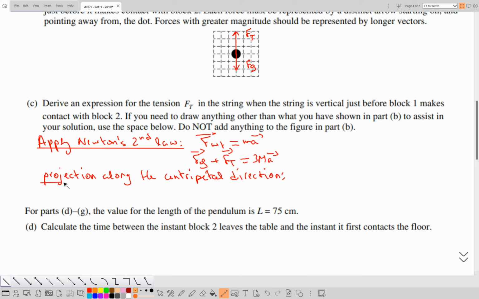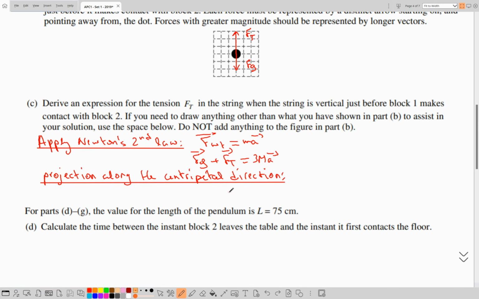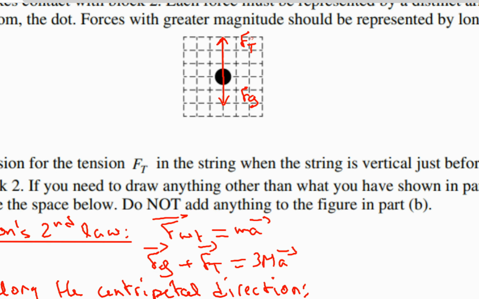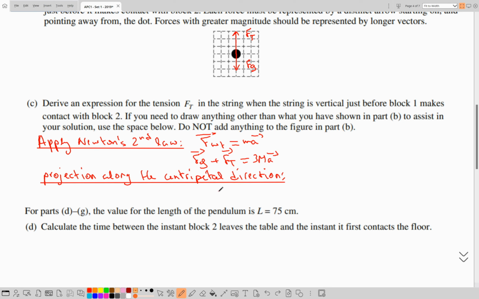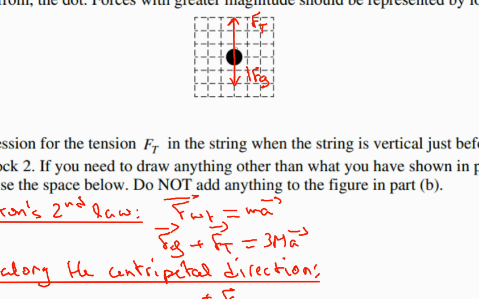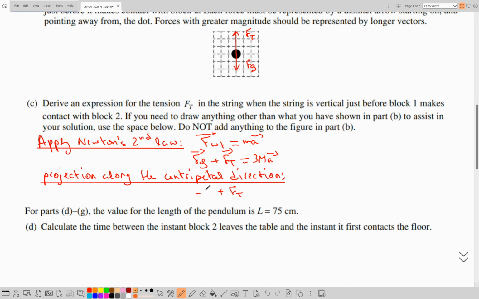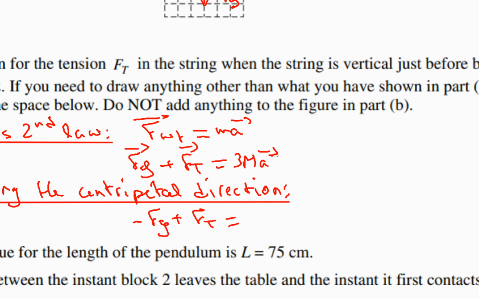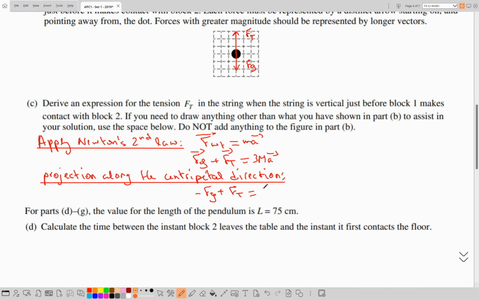Now we need to understand in this case what is the positive direction and what is the negative direction. Always, forces pointing toward the center would be positive and pointing away would be negative. The tension force is pointing toward the center, so that would be positive. And the pull of gravity is pointing away from the center, so that would be negative. And remember that here we're projecting the acceleration along the centripetal direction, so that would be 3m AC.